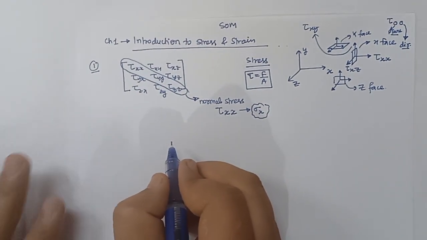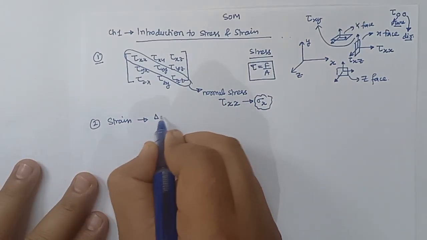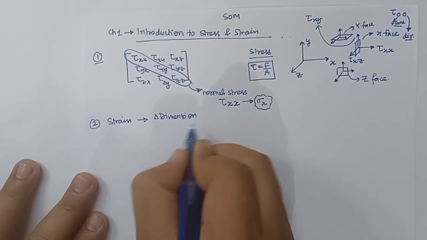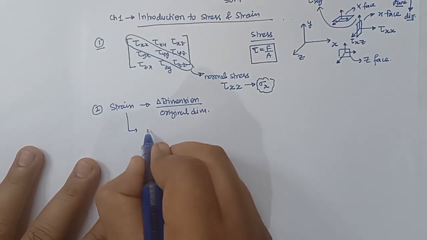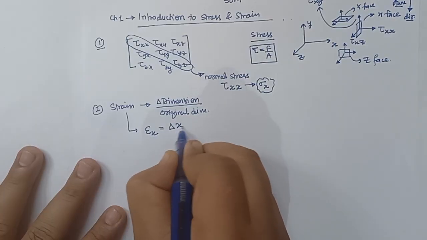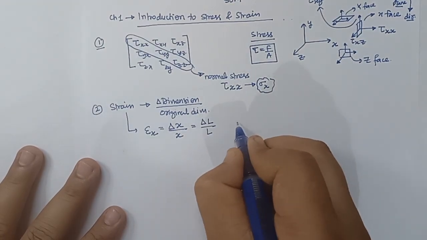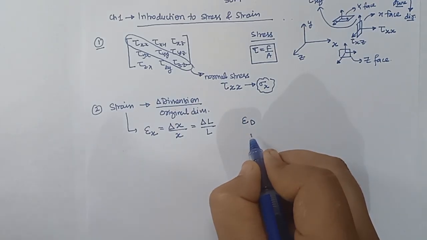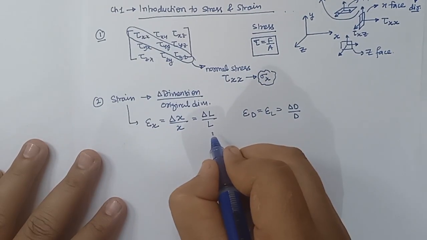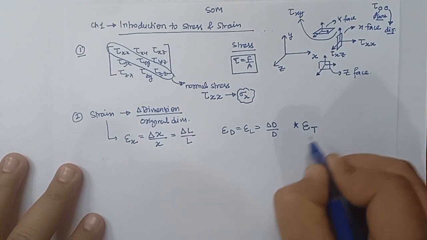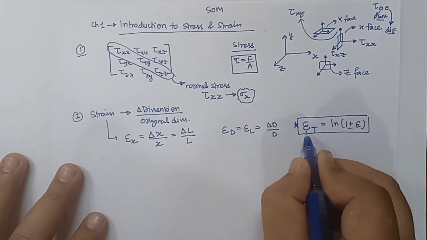This is all about stress, and this much is important for our exam. Now next we have strain. Strain is change in dimension upon original dimension. Strain in x direction will be deformation in x upon original x, or in terms of length you can write change in length per unit original length. Similarly epsilon d, diametral strain, or you can say lateral strain, is change in diameter per unit original diameter. One thing you should remember, true strain can be calculated as ln(1 + engineering strain). So this is true strain and this is engineering strain.